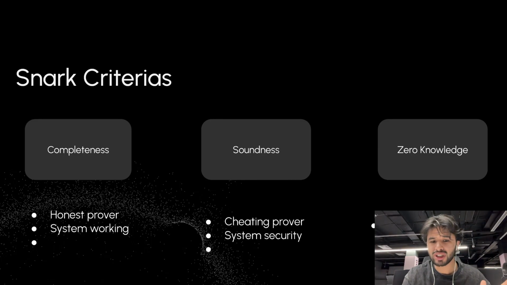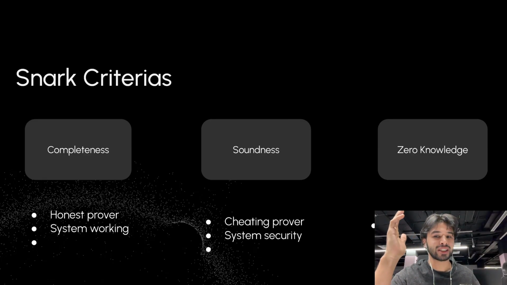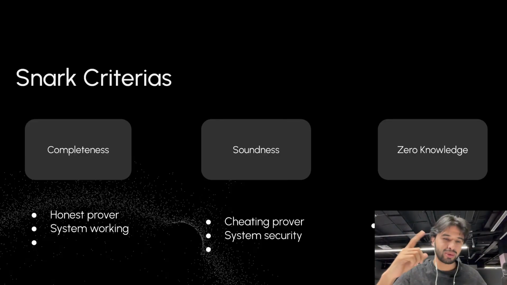And soundness concerns a cheating prover, which means that if you don't actually have the information, whatever proof you provide should not be accepted just by chance. Another analogy: if you have the password, you are trying to log in, but you should not be able to randomly type any password and log in. You should actually know it. If soundness is broken, it means system security is broken. Anyone can generate a proof, and they will be able to get it verified.